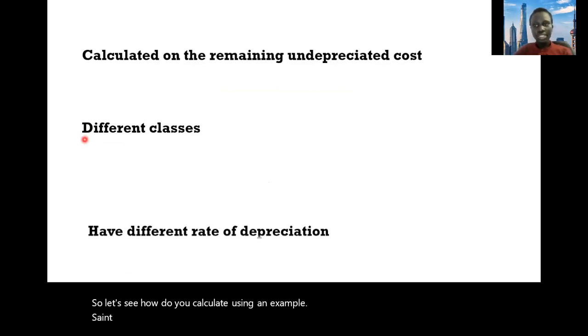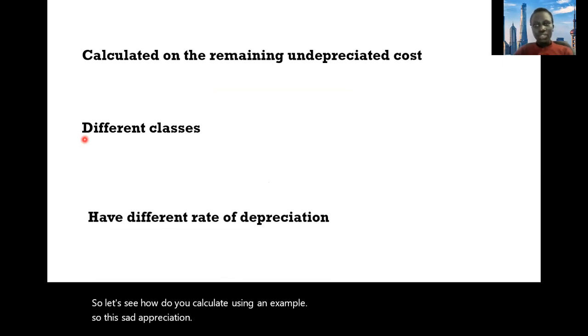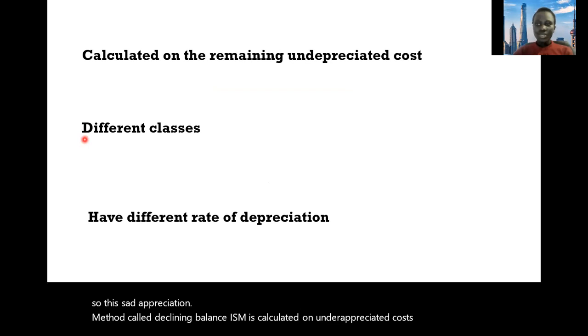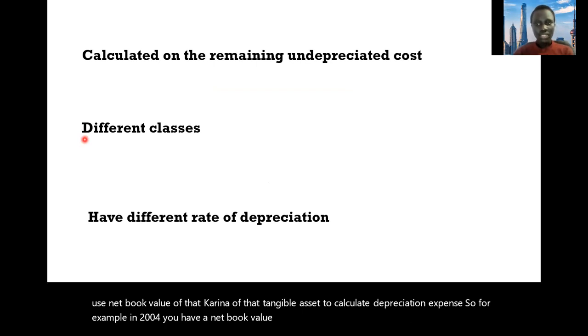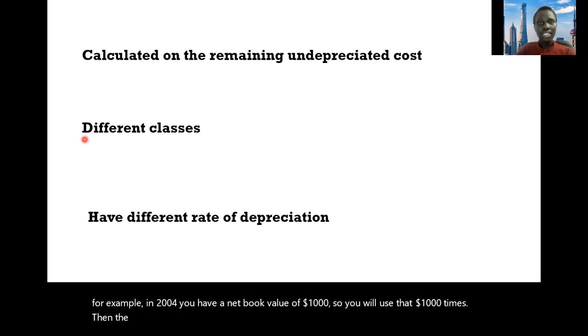This depreciation method, called declining balance, is calculated on undepreciated cost, which means you use the net book value of that tangible asset to calculate depreciation expense. For example, in 2004, you have a net book value of $1,000. So you will use that $1,000 times the depreciation rate to find your depreciation expense for that year.